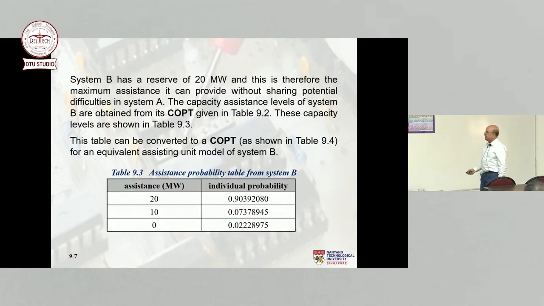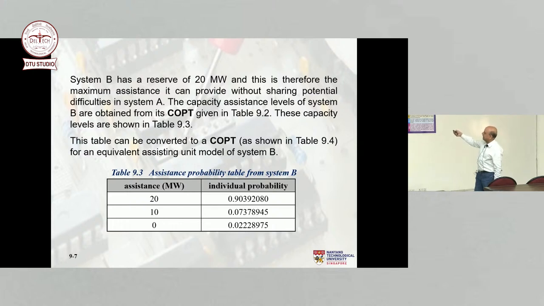Now, system B has a reserve of 20 megawatt, correct? Capacity is 60 megawatt, load is 40 megawatt. So its reserve is 20, and this is therefore the maximum assistance it can provide to system A, right? According to the agreement, maybe the agreement says no more than 10, but so far I'm not considering any agreements. We just assume that the 20 megawatt is available, okay? So without sharing potential difficulties in system A.